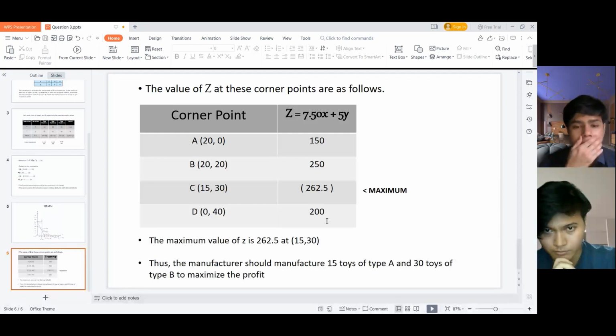So from the problem, we got the maximum value of Z is 262.5 at (15, 30). Thus, the conclusion of the problem is the manufacturer should manufacture 15 toys of type A and 30 toys of type B to maximize the profit. That's all from us. Thank you.